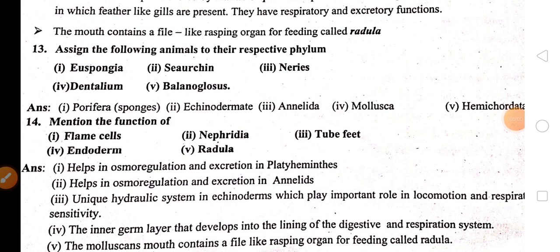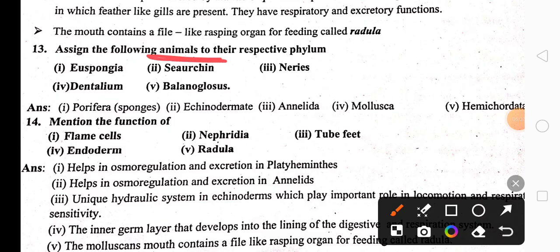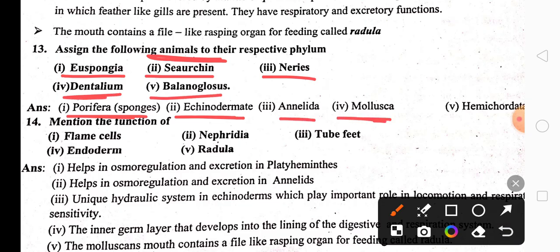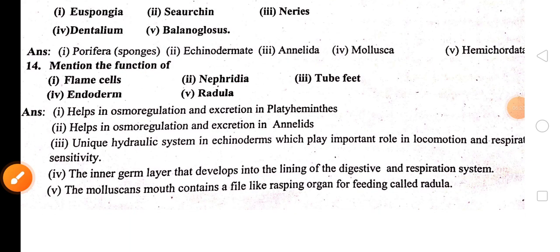Then remember, they'll give some examples of animals. You need to identify their phylum. For example, Euspongia or the sponges. Sea urchin belongs to Echinodermata. Nereis is Annelida. Dentalium is one of the Mollusca. Balanoglossus is Hemichordata. Like that, you need to identify the phylum based on the animals.